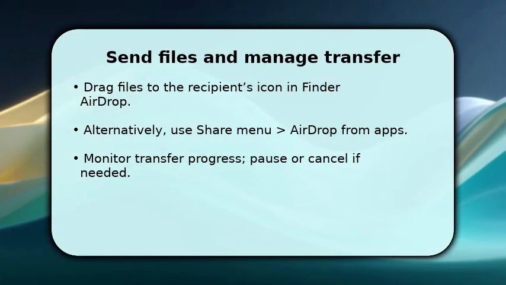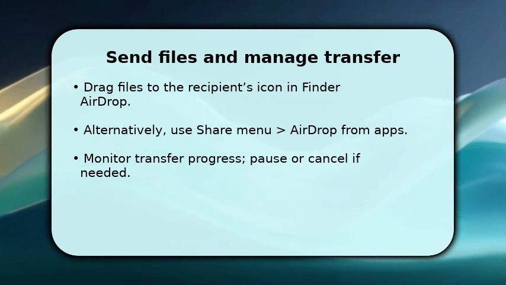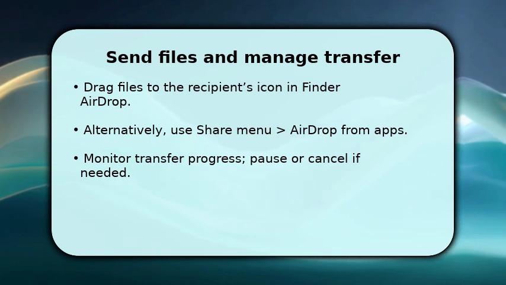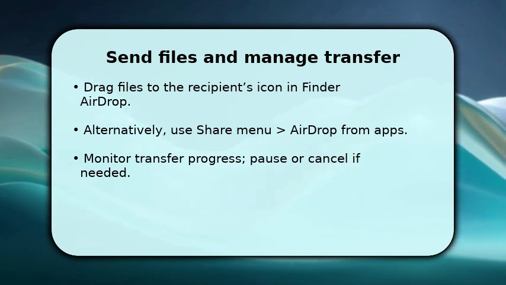You'll drag files directly onto the recipient's icon in the AirDrop Finder window. That's the fastest method. Or, from any app, use the Share menu and pick AirDrop, then choose the person. You can send multiple items at once. They queue and transfer in order.